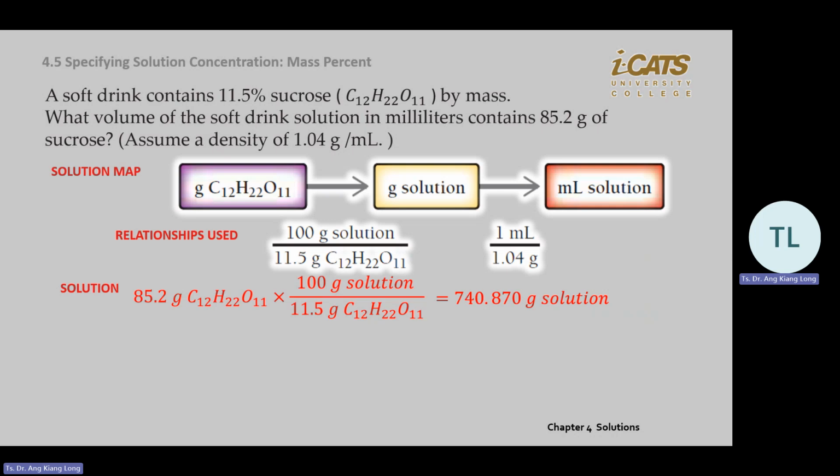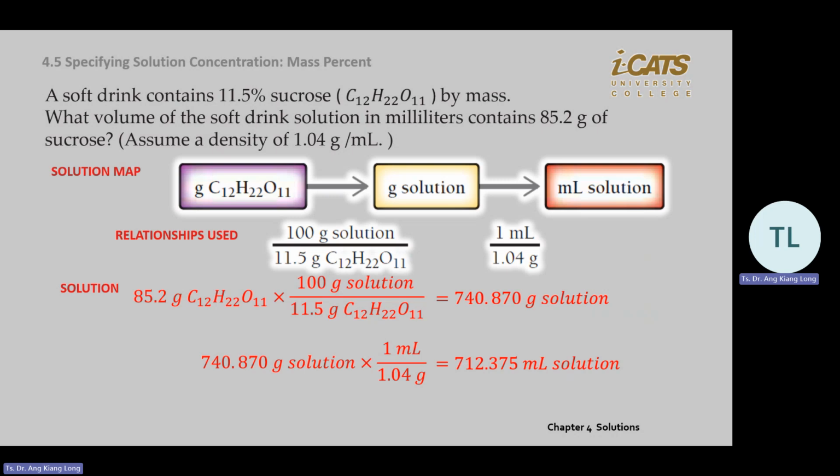You substitute the value. The mass will be 740.870 gram. Density is 1.04 gram over ml. You can cancel the unit gram, you only left with ml. You divide, so you move it to the top. At the end, you get the unit in the answer in ml. This is just a mathematical conversion. Right?